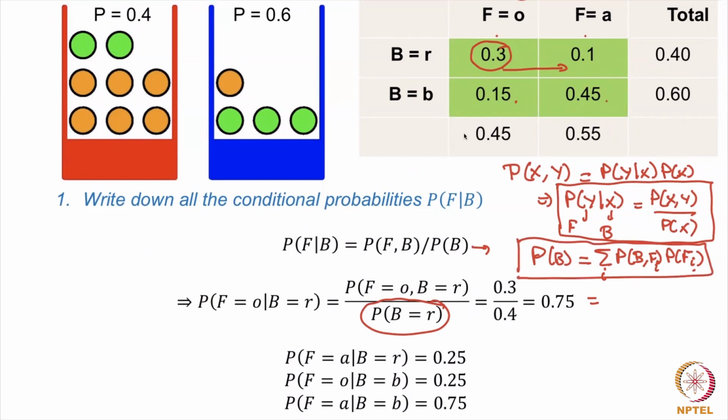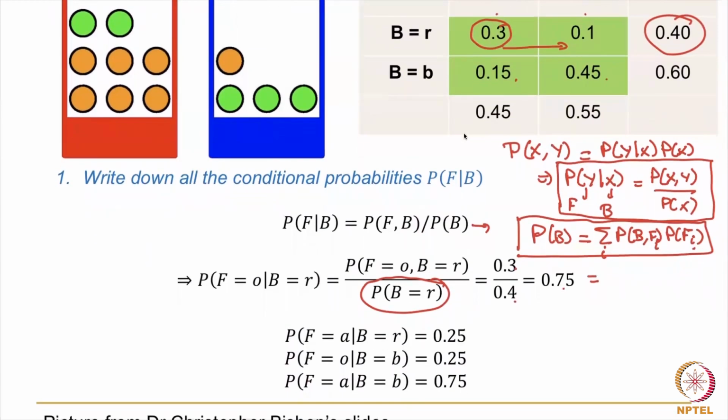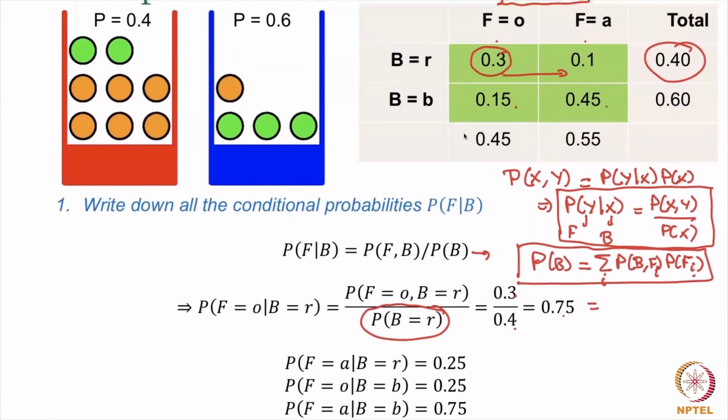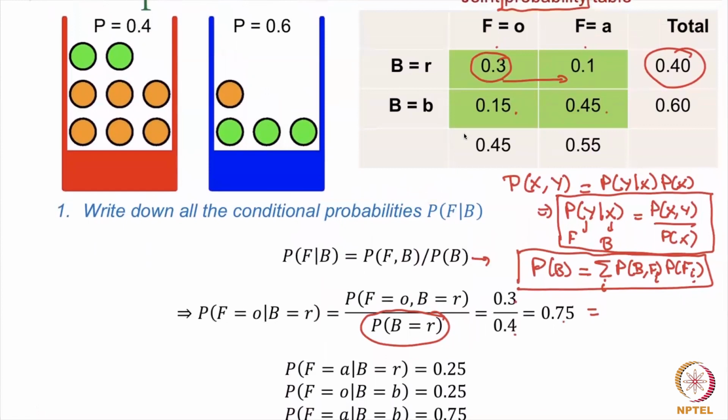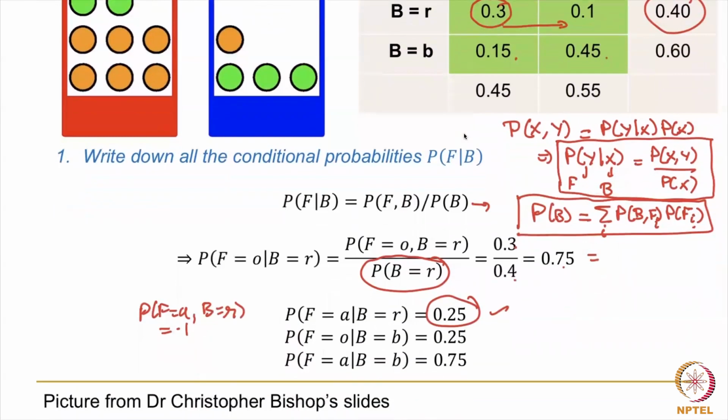Okay, so some of you might have seen Bayes theorem also in this form. I will show that later. But P of B equal to R also was given to us originally as 0.4. So 0.3 by 0.4, 0.75. So similarly, we can calculate all these other cases. This would be P of F equal to A, comma B equal to R, which is 0.1 divided by 0.4, which is 0.25. Okay. So similarly, these two.